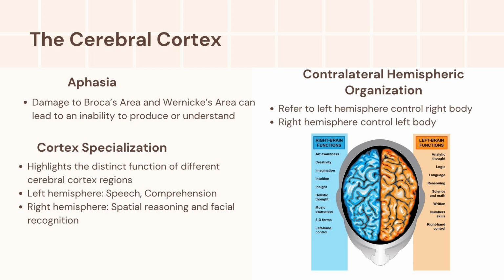And the next one is cortex specialization. It highlights the distinct functions of several cortex regions. For example, the left hemisphere controls speech and comprehension. The right side controls spatial reasoning and facial recognition. They have different functions. So when people say your left brain is good with something and your right brain is good with something else, this is because of cortex specialization. And the next one, contralateral hemispheric organization, refers to the left hemisphere controlling the right body and the right hemisphere controlling the left body, like the brain and your body are crossing each other.